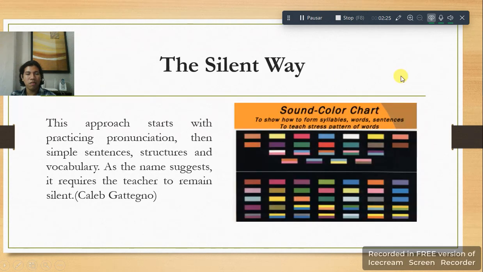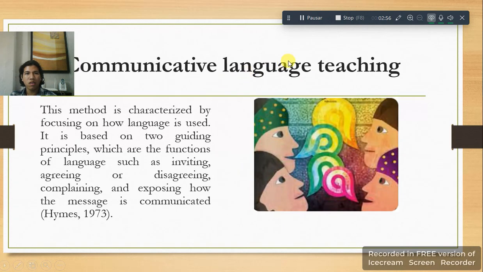The next is the silent way. This approach starts with practicing pronunciation, simple sentences, structures, and vocabulary. As a student, the teacher always has to be silent. The teacher can use mimic gestures to help the student find the answer. For example, he can mime that you need water, you need to drink. In this way, the student always has to answer, but the teacher always has to be silent.